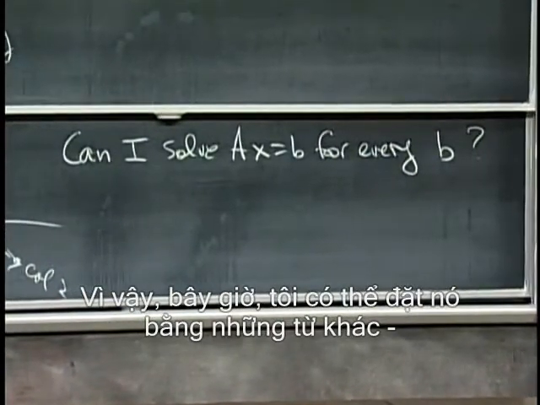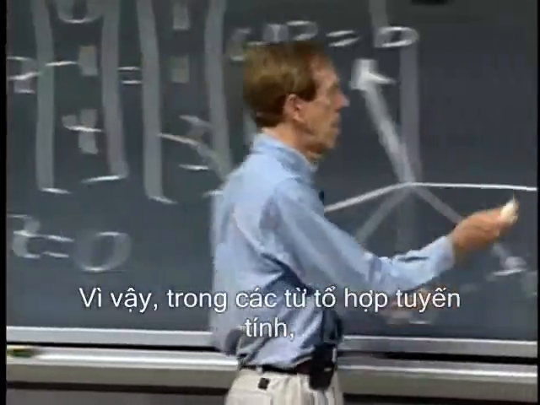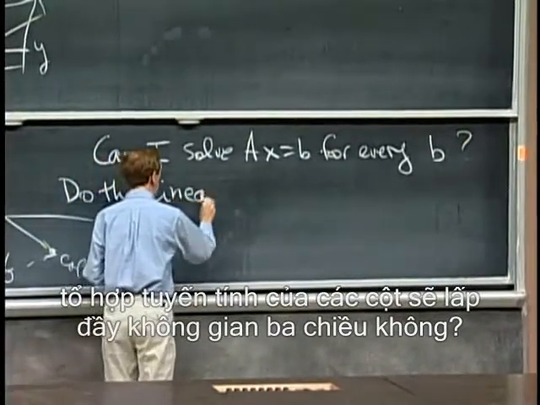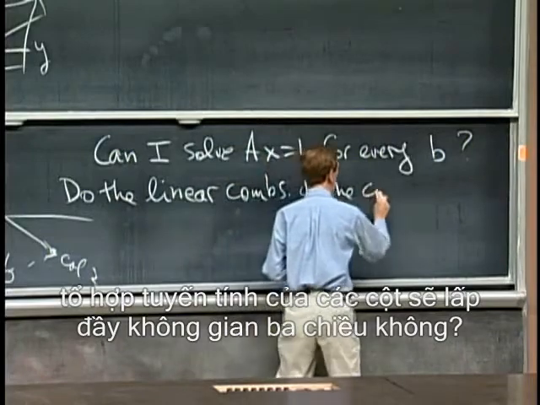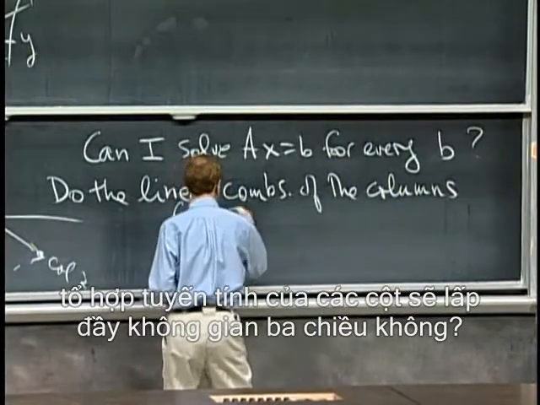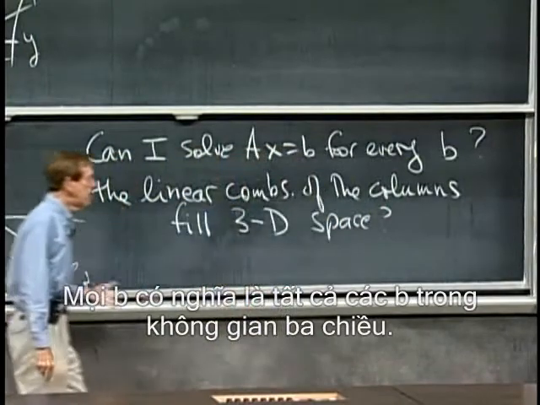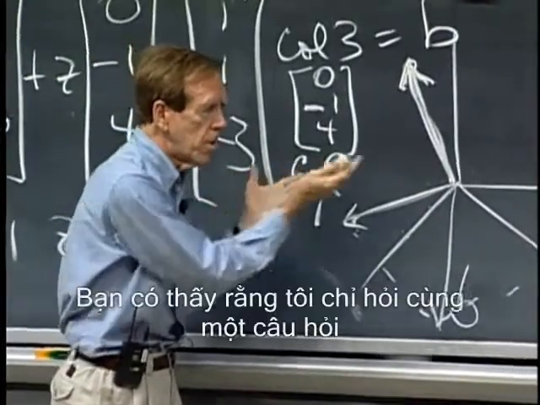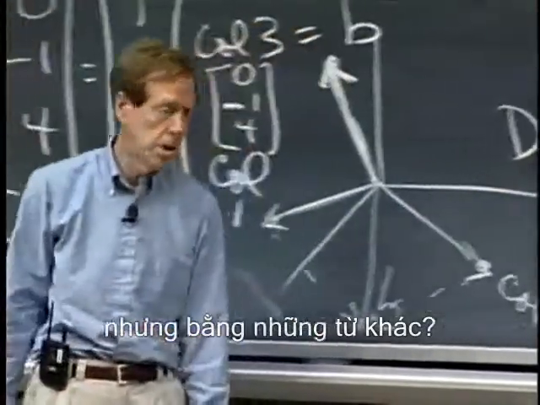So now, can I put that in different words? In this linear combination words? So in linear combination words, do the linear combinations of the columns fill three-dimensional space? Every B means all the B's in three-dimensional space. So do you see that I'm just asking the same question in different words?